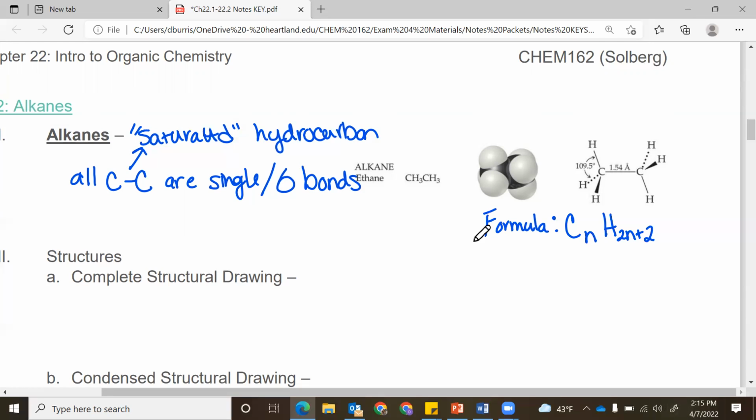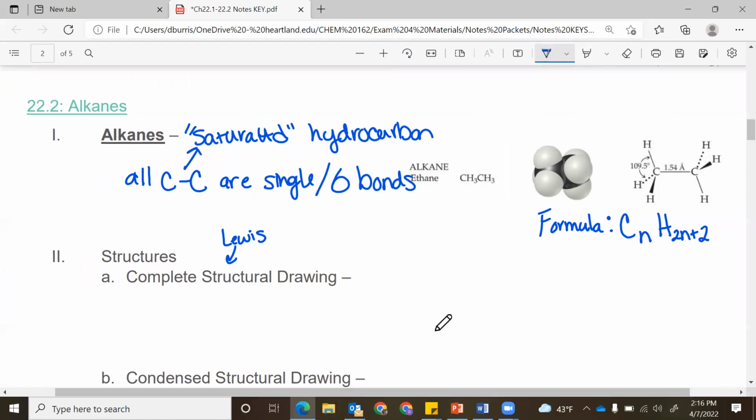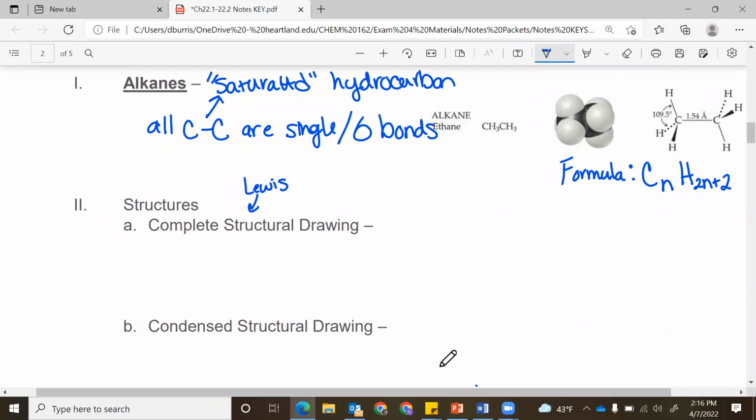This might make a little bit more sense with some pictures that you might have seen before. We are used to complete structural drawings. These are like Lewis structures. This is what we usually draw. For all of these examples, I'm going to use propane, which is an alkane, and it is C3. If I have 3 carbons, how many hydrogens would it have? 8, exactly. So it is C3H8. This is an alkane because 2n plus 2.